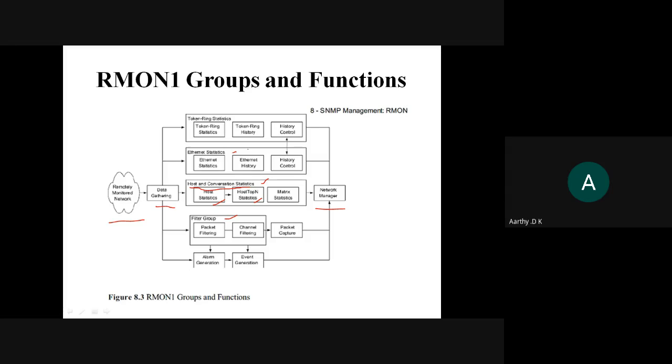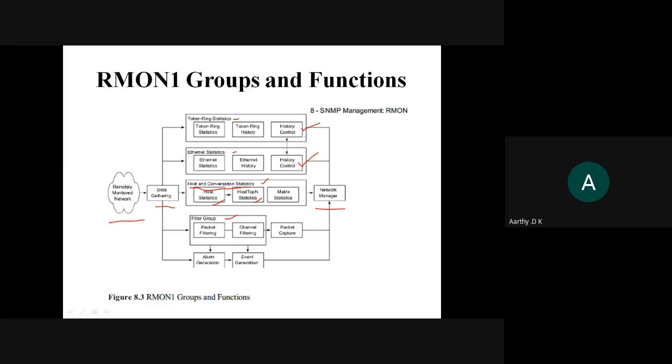And next you have this history control table. You can see this history control table here and here. This history control table is available in both token ring statistics and the Ethernet statistics. What is the work of the history control table? It controls all the data that are gathered from the different networks. As I told you, the network can be either Ethernet or a token ring LAN network, so they have different kinds of networks. This history control table will control all the data that is gathered from the various networks.